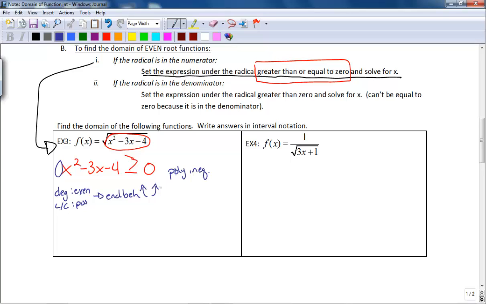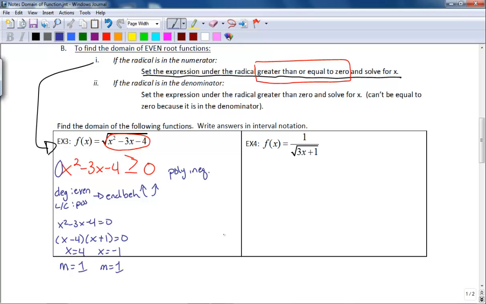Then I need to know the x-intercepts. If I set x squared minus 3x minus 4 equal to 0 and solve to find the x-intercepts, this factors as x minus 4 times x plus 1. So I get x is equal to 4 and x is equal to negative 1. Well, what's the multiplicity of those zeros? Here my multiplicity is 1 and there my multiplicity is also 1.